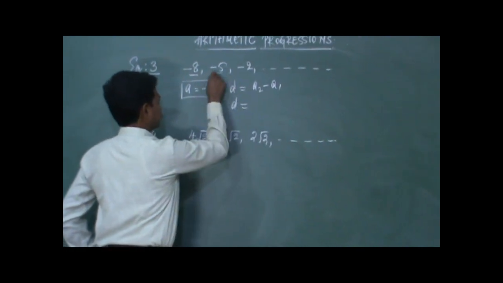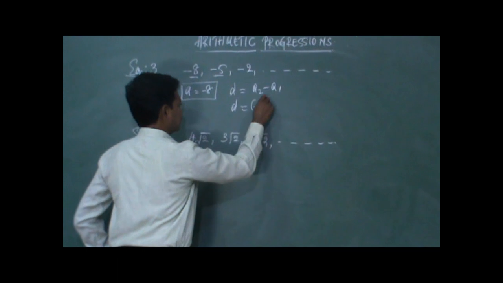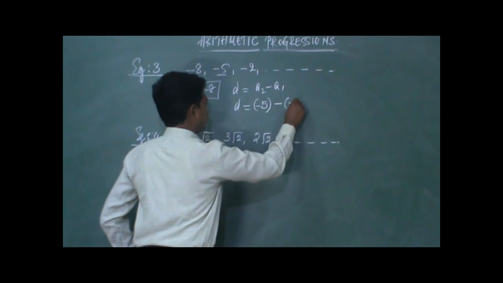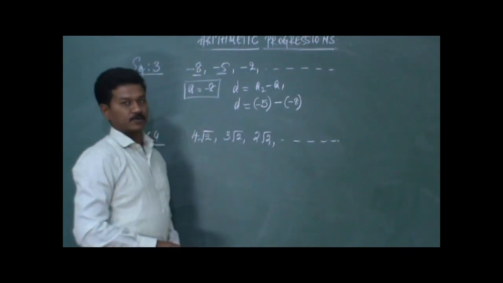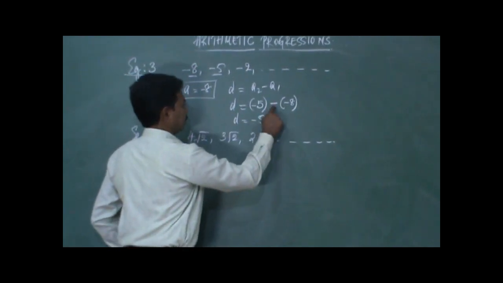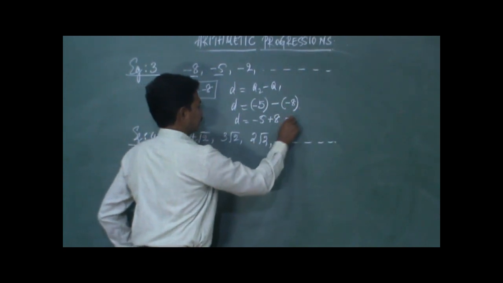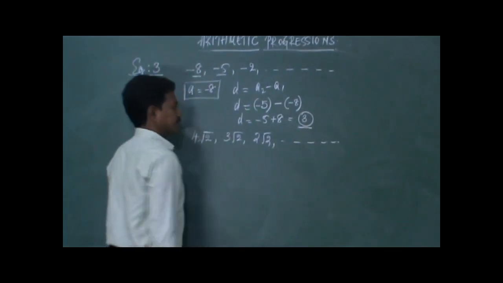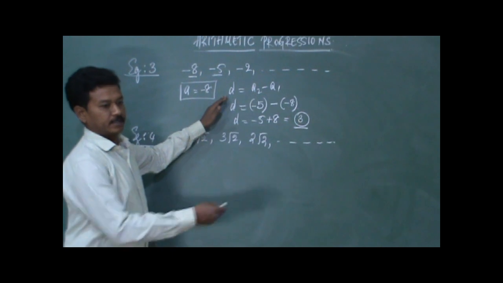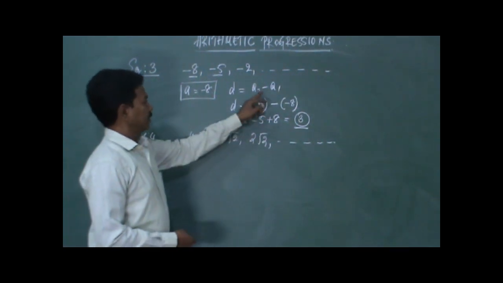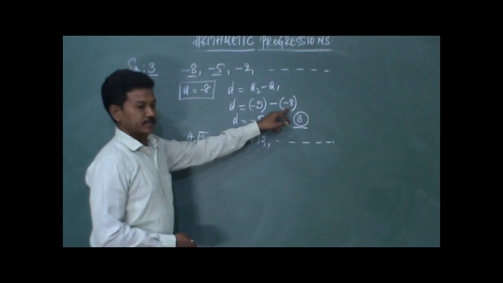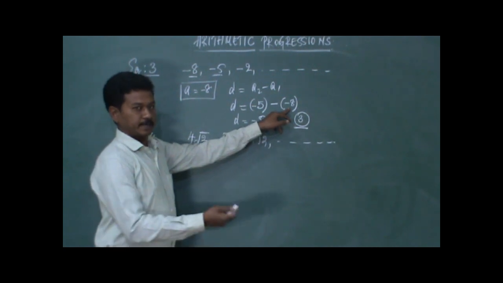So d is equal to a2, which stands for minus 5, place it inside the brackets, put the minus sign. a1 is also negative, therefore it should be kept inside brackets to avoid simple mistakes. Alright, so d is equal to minus 5, minus into minus is plus 8, so that comes to 3. So what is the common difference? That is 3. These types of problems usually come in examinations, so you have to be very careful. So a2 is negative, keep it inside brackets. a1 is negative, keep it inside brackets, just to avoid simple mistakes while doing problems.